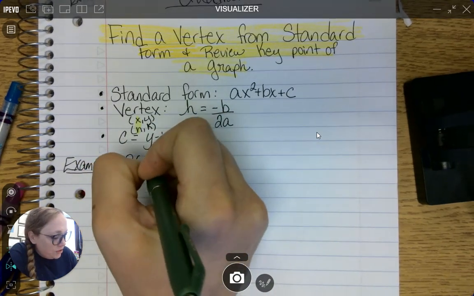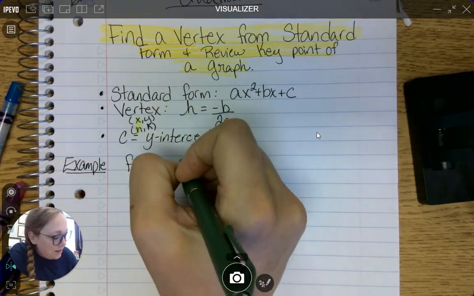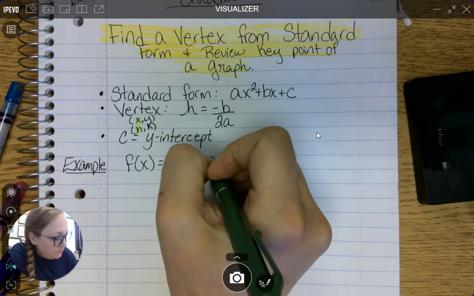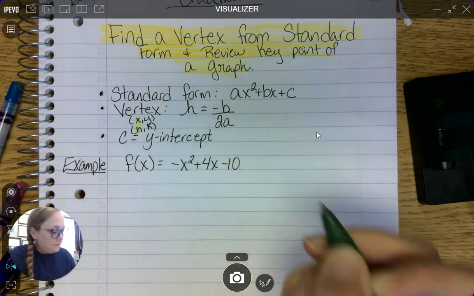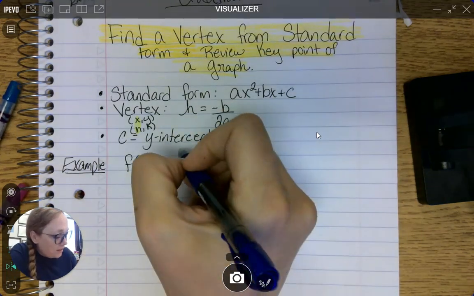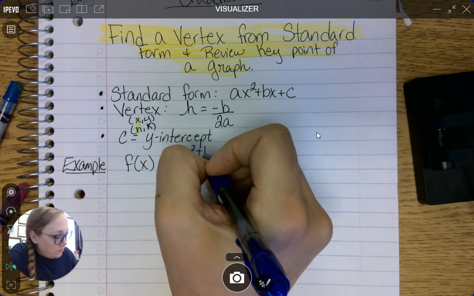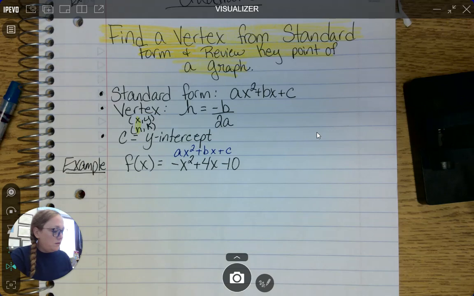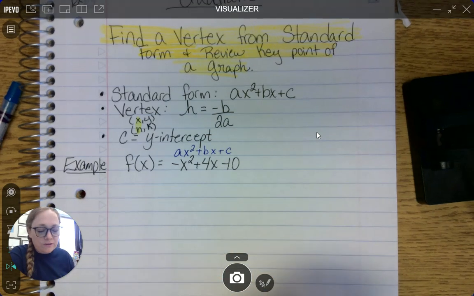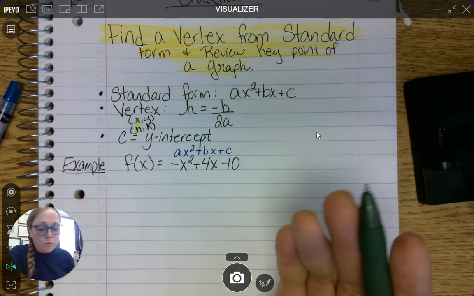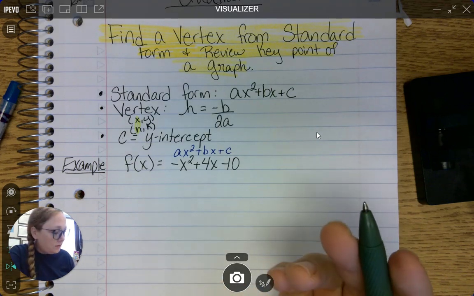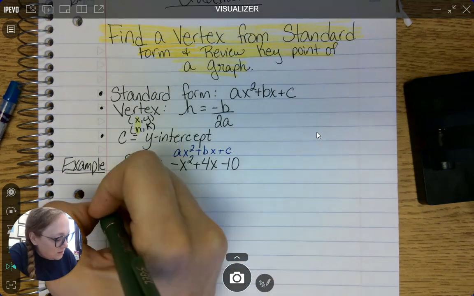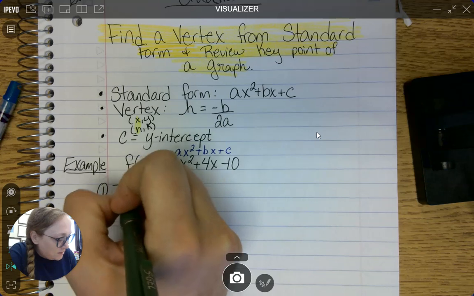I have the function f of x equals negative x squared plus 4x minus 10. Now if you know me, you know that I like to write the formula right above, just so I can break it apart a lot easier, so when I'm trying to find which number goes with which letter, it's a little bit easier. I'm a visual person, I like to see it.